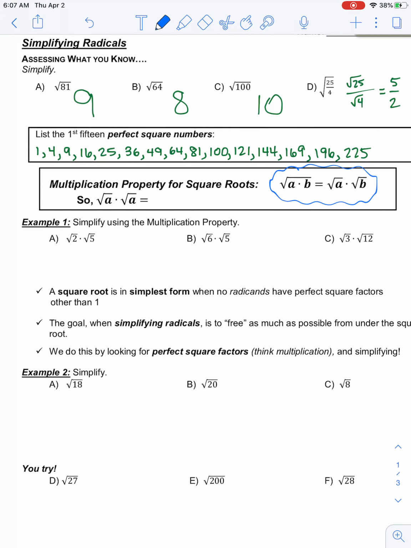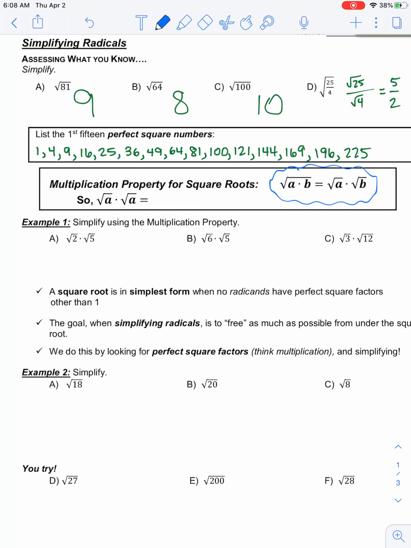And notice in example 1, we're starting with 2 separate roots, like the right side of this, and we're going to multiply together and make it look like the left side, where we put them together under one root. But then in example 2, we're working backwards, starting with a number under the root, breaking it up into 2 separate numbers, going from what's on the left to what's on the right. So we're going to use this property in both directions.